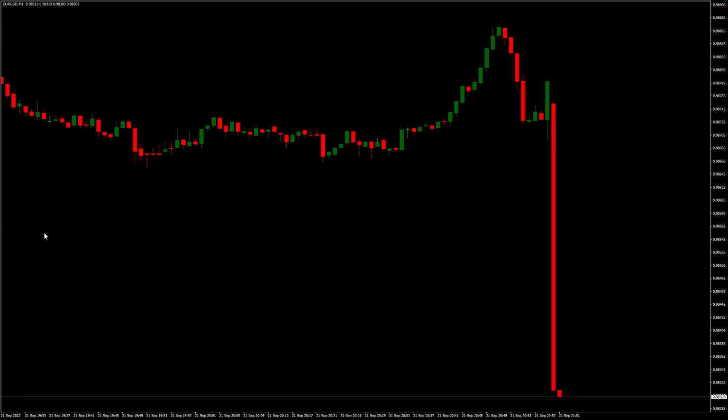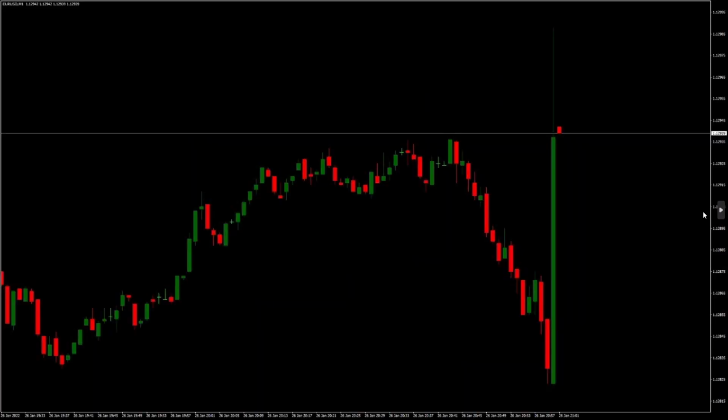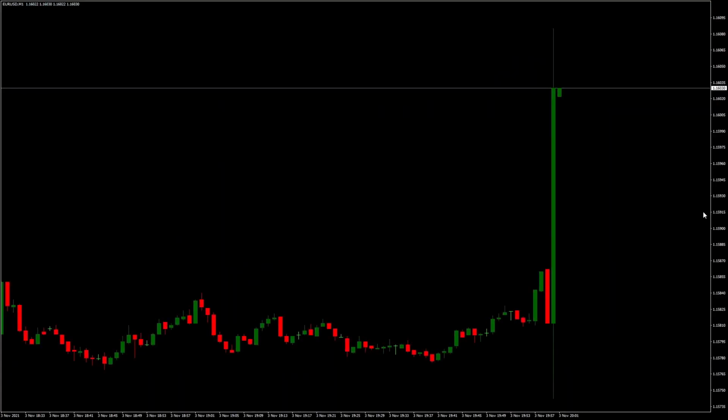And of course, we have candles with no retracement, as you can see here. Here's some data for you. And as you can see, we have a pretty big movement every time there's this news.